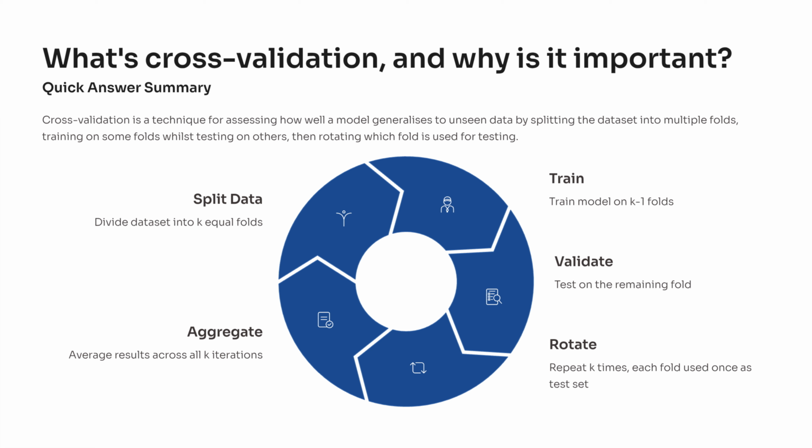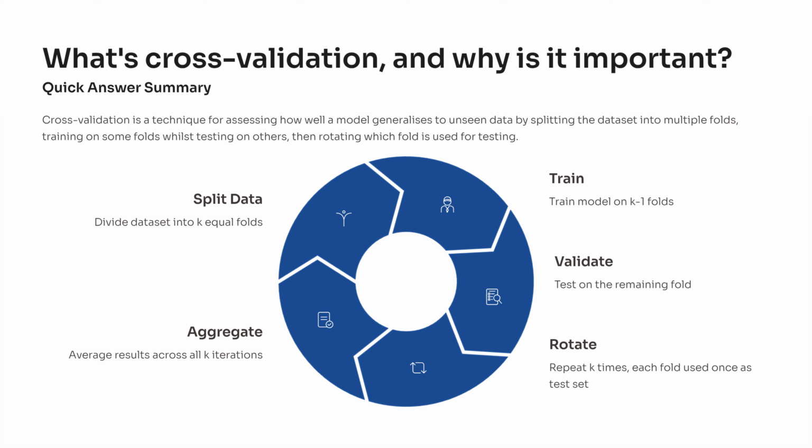Cross-validation is a technique to test how well your model generalizes to unseen data. Instead of relying on one lucky train-test split, it divides your dataset into multiple equal parts, called folds. In each round, the model trains on k-1 folds and validates on the remaining fold. You then rotate this process so every fold takes a turn as the test set. Finally, you aggregate the results from all the rounds to get a stable, trustworthy performance estimate.